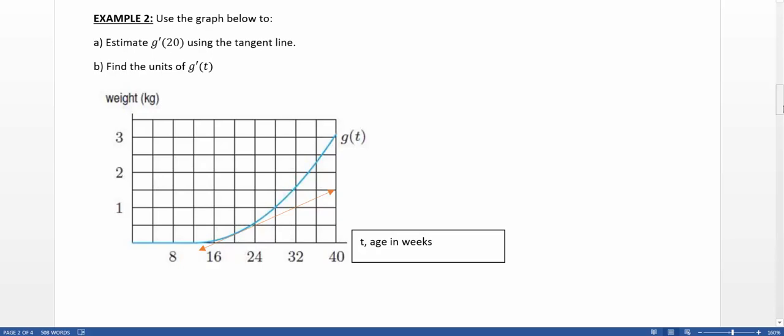So if we want to approximate the derivative at 20 using the tangent line, we need to draw in a tangent line that touches at 20. So I've drawn one in to the best of my ability here, and it's in orange.